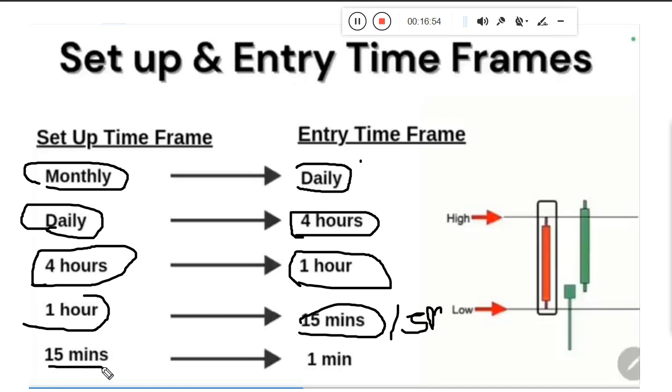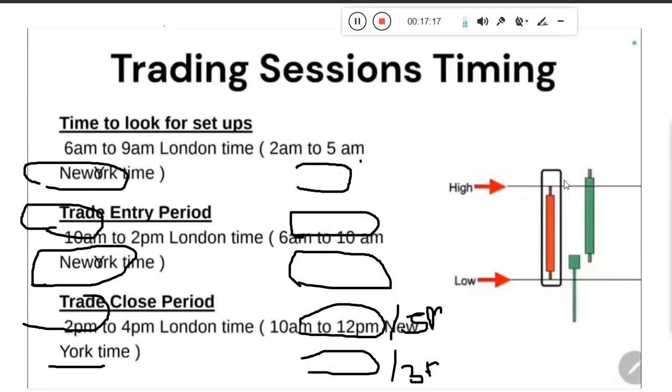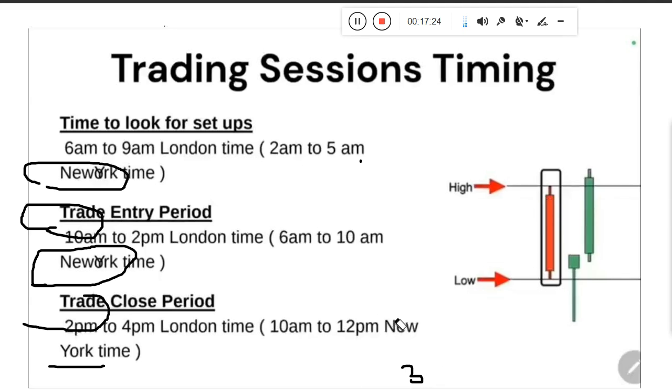And then if you are using 15 minutes, then you can use the 1 minute time frame or your 3 minutes time frame. So this is the entry time frame for this strategy. The one thing you need to understand is that you need to put in place your time frames. It's very, very important. So now we are getting to the gist of this whole thing.